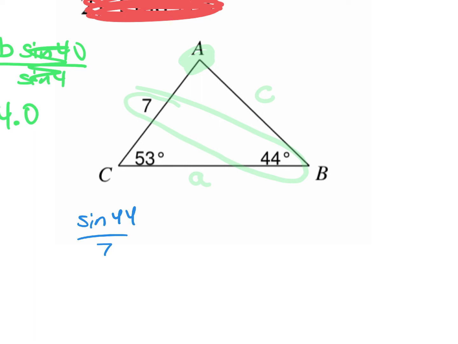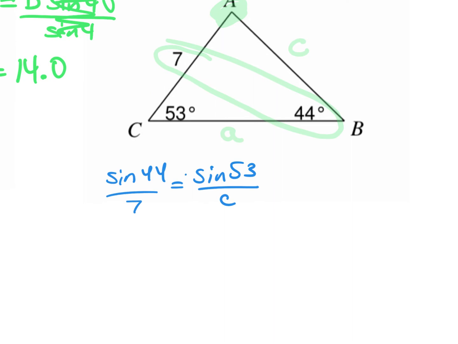Now, some of you are going to say, what do I solve for first? Well, think about it. If you wanted to solve for A, do you know anything about side A or angle A? No, so you can't solve for that one. So you'd have to go for C first. So you would say sine of 53 over side C. I don't know what it is. Questions? Okay, so let's cross multiply.